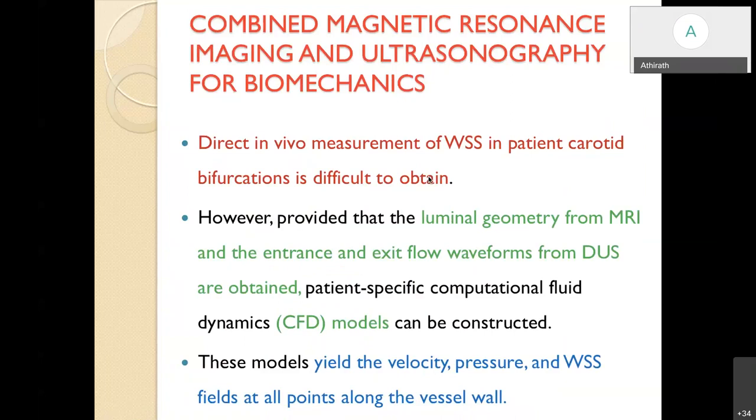Now we can combine magnetic resonance imaging and ultrasonography to know about the biomechanics of the plaque, which will have even more advantage. Direct in vivo measurement of wall shear stress in patient carotid bifurcations is very difficult to obtain. Therefore, when luminal geometry from MRI is combined with flow waveforms from duplex ultrasound, patient-specific computational fluid dynamic models can be constructed. These models can yield the velocity, pressure, and wall shear stress fields at all points along the vessel wall.